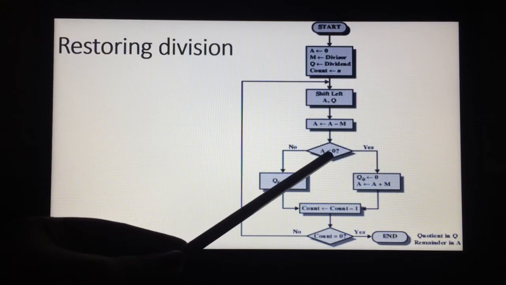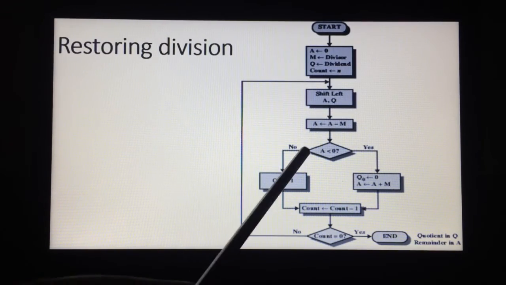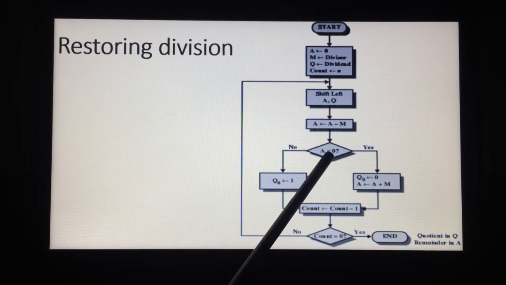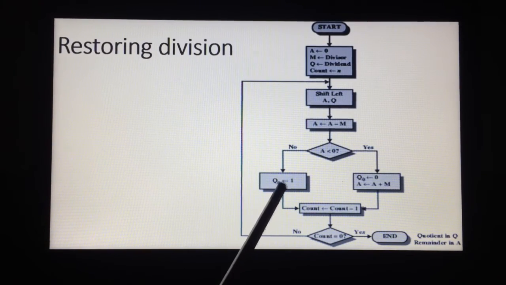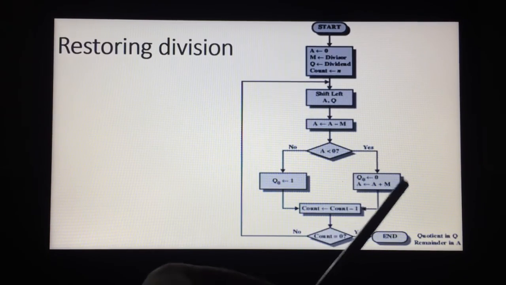This is very important here. We can find out whether A is less than 0 when A's leftmost bit is 1. That means it is less than 0, so we move to this part. If it is a positive value, then A's leftmost bit will be 0, so the Q0 position will be 1, whereas here the Q0 position is equal to 0, and then you have to perform A is equal to A plus M.